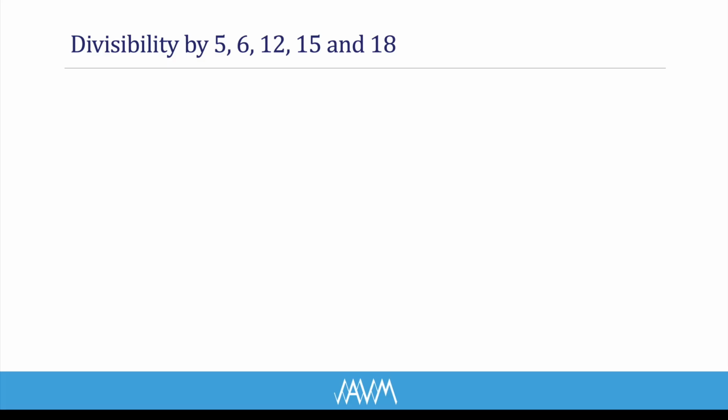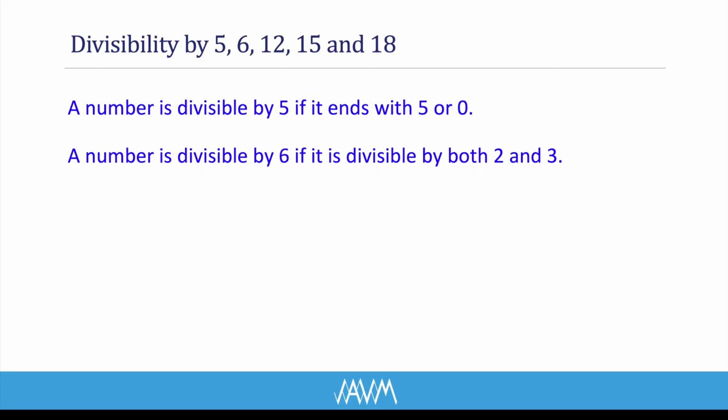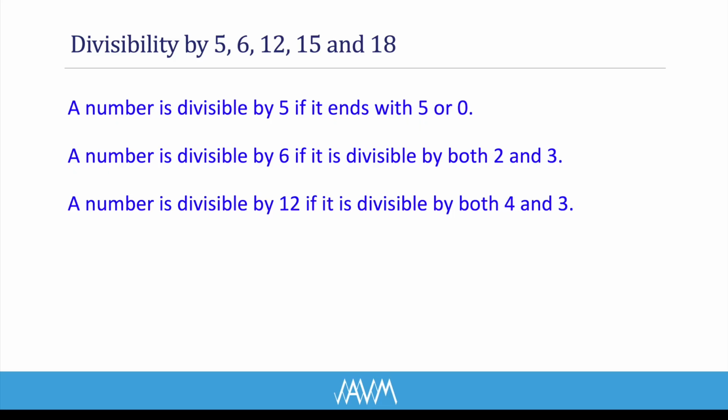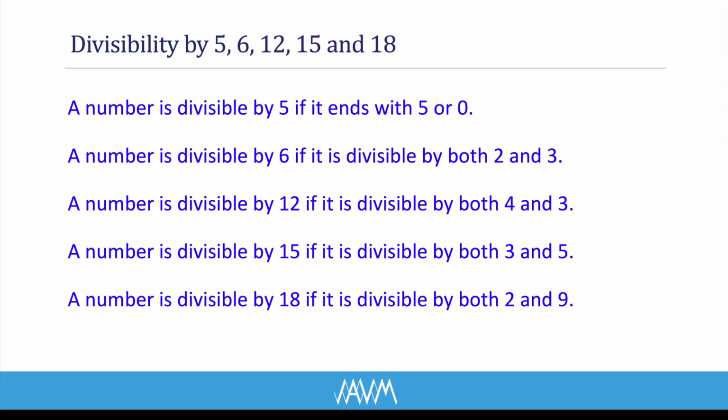Moving on to compound numbers 5, 6, 12, 15 and 18, we can combine the previous rules. A number is divisible by 5 if it ends with 5 or 0, 6 if it is divisible by both 2 and 3, 12 if it is divisible by both 4 and 3, 15 if it is divisible by both 3 and 5, and 18 if it is divisible by both 2 and 9.